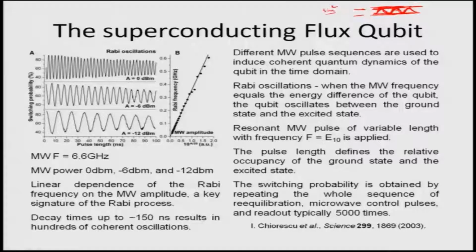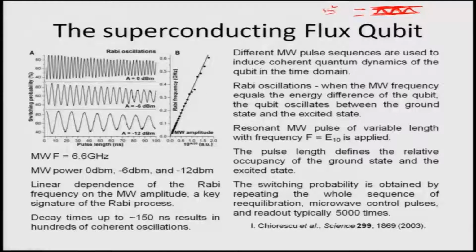Different microwave pulse sequences are used to induce coherent quantum dynamics of the qubit in the time domain. The Rabi oscillations occur when the microwave frequency equals the energy difference of the qubit. The qubit oscillates between the ground and excited state, as mentioned. A resonant microwave pulse of variable length, with a frequency equivalent to the gap, is applied.